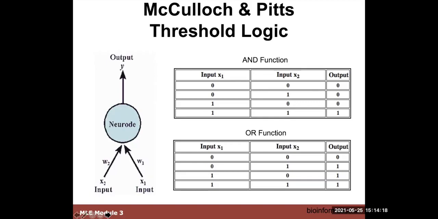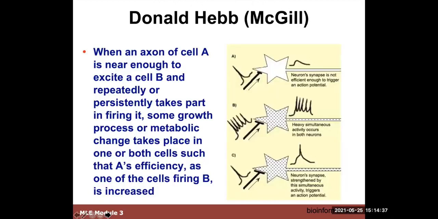So 0 times 0 equals 0, 0 times 1 equals 0, 1 times 1 equals 1, that's ANDing. And OR is 0 plus 0 equals 0, 1 plus 0 equals 1. 1 plus 1 equals 2, but because the maximum you can get is 1 with binary, it also equals 1.